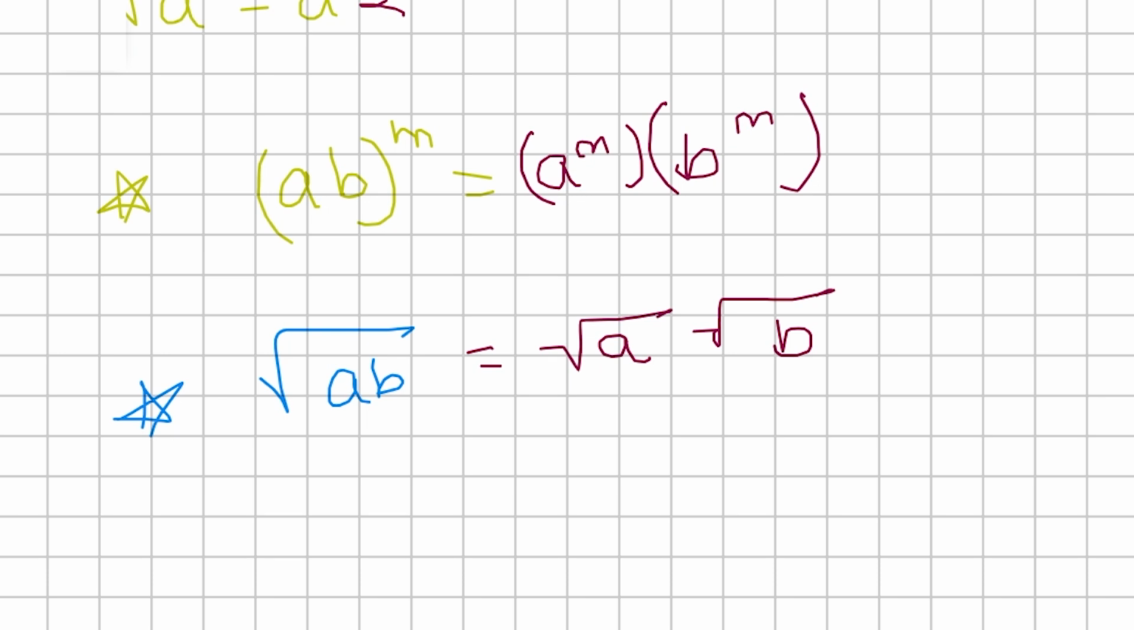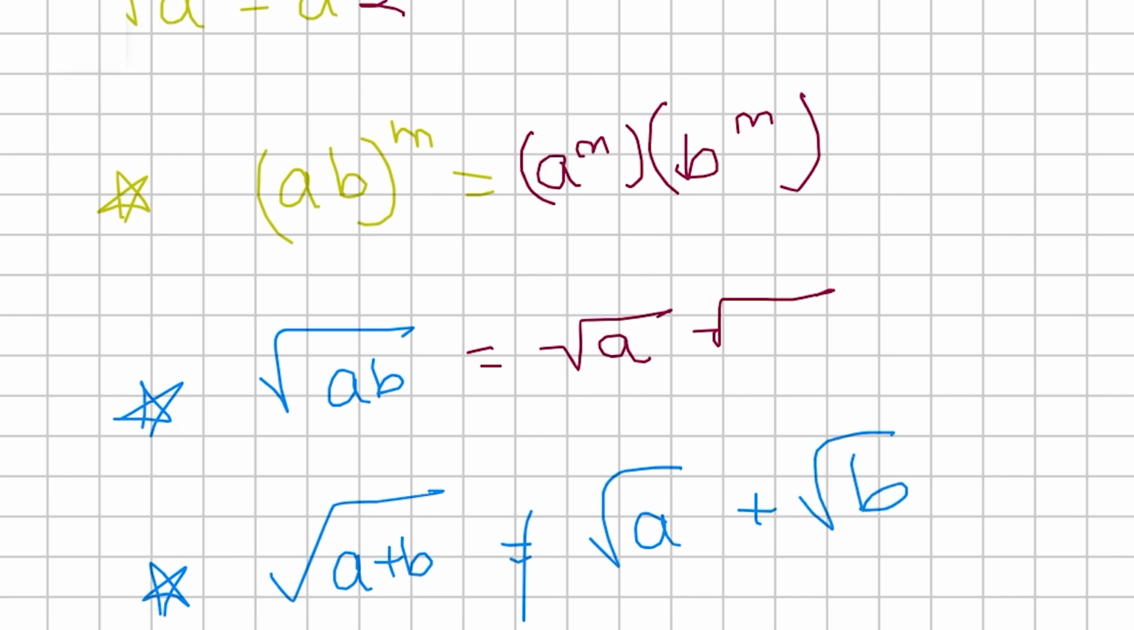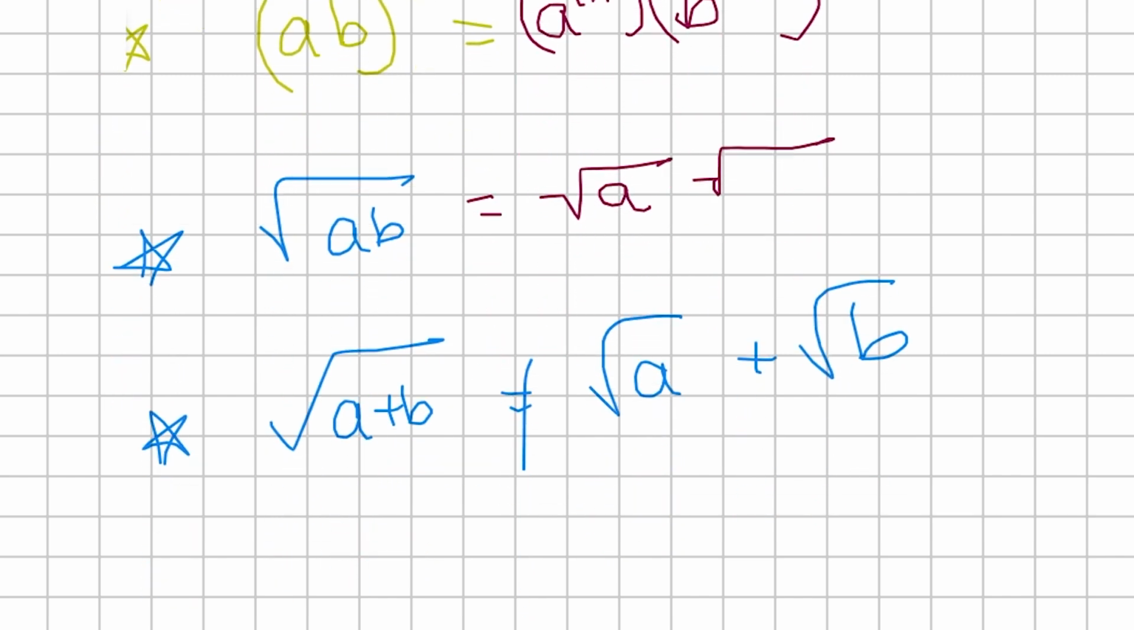So remember, you can split the square root only when it is multiplication, a times b. You can't do it when it is an addition. Let's say a plus b. You can't just do it like this. This is a violation.